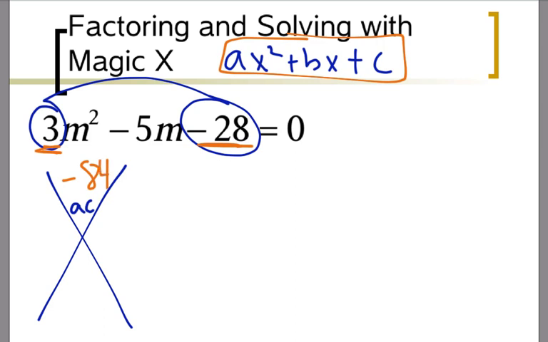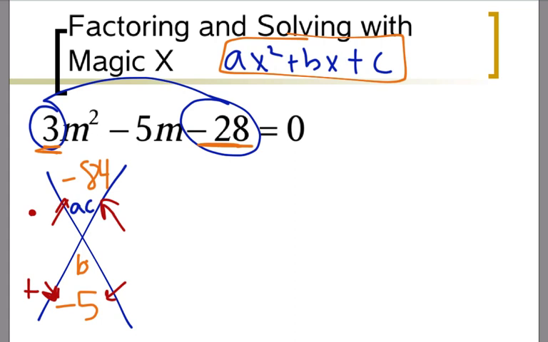and then what you put down here is your b, your middle term, in other words the negative 5. So now what we're trying to do is figure out what numbers multiply to be negative 84. So multiply this way, we'll put a dot there, and add this way to give me negative 5. So you have to work through the factors of 84 that will add to be negative 5.